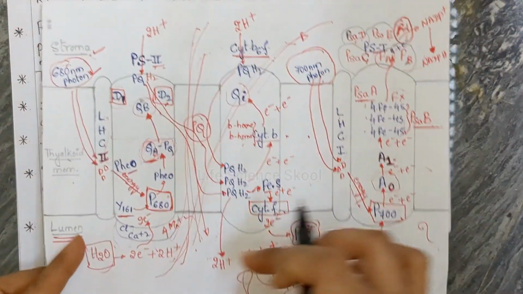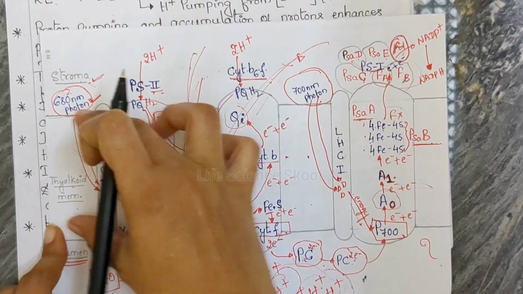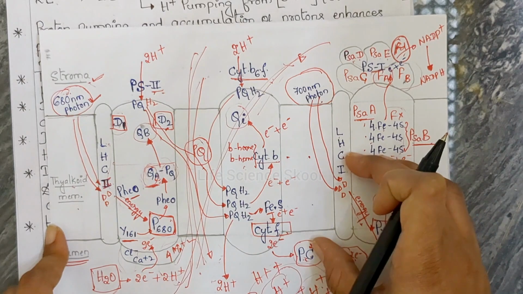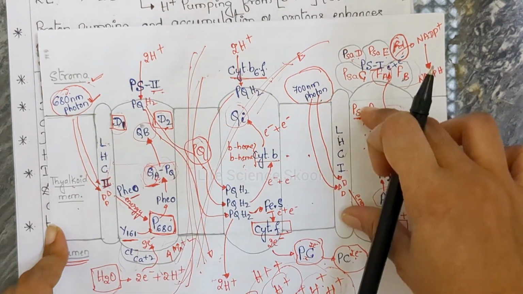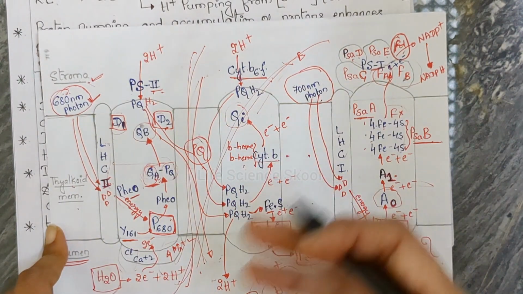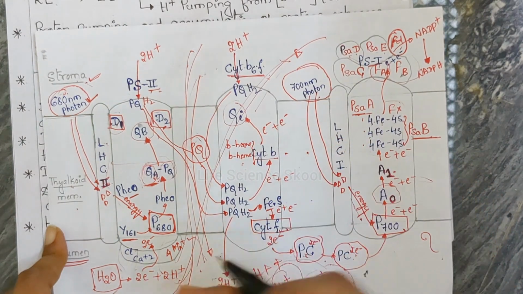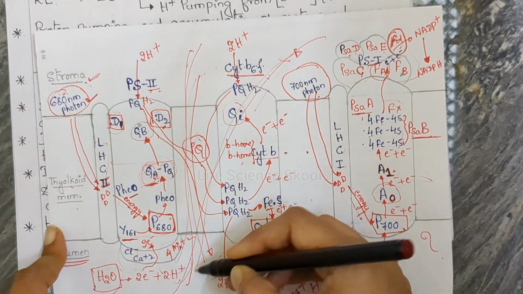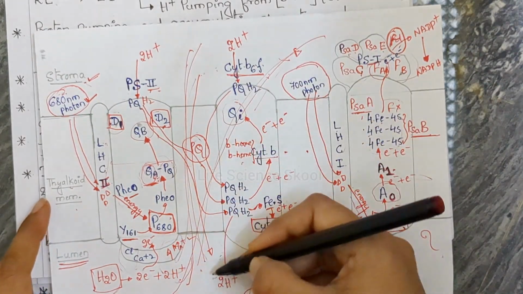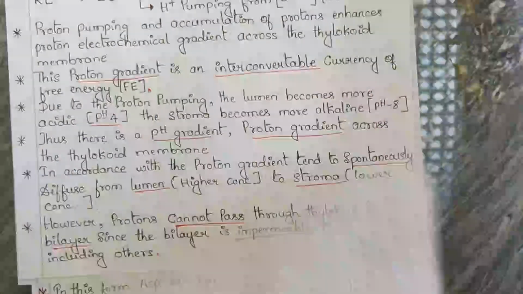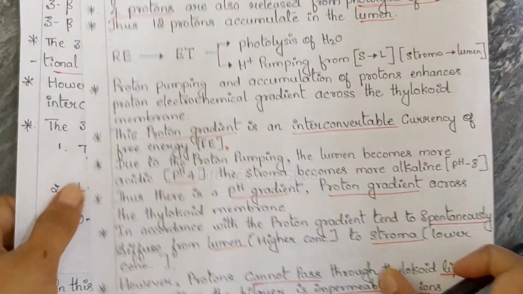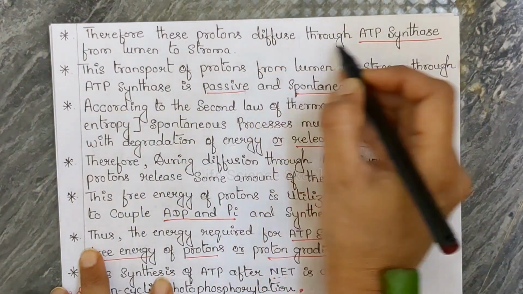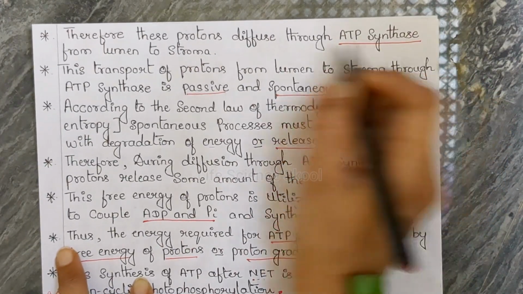They tend to move from this side to this side, but there is a barrier here, the thylakoid membrane, which is a lipid bilayer, so it is impermeable to ions and other molecules. These protons are unable to move from lumen to stroma side. Then what will they do? What happens? Therefore, these protons diffuse through ATP synthase from lumen to stroma.